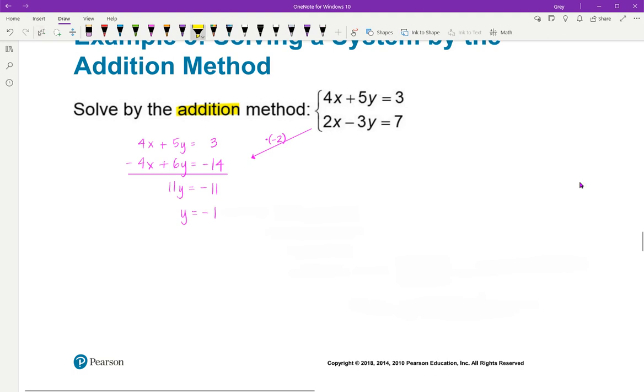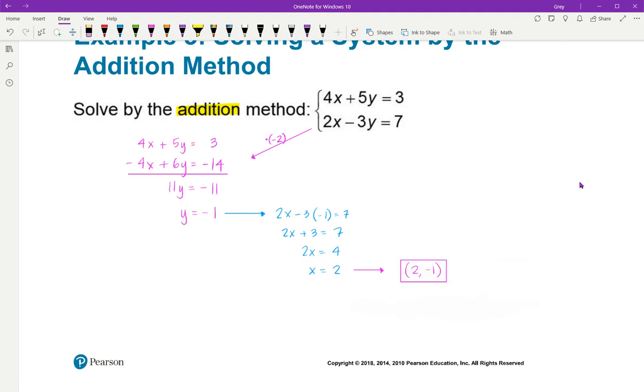I happen to choose the bottom one, so I'm going to plug in, and I'm going to put parentheses in for what I'm substituting instead of the variable. So I'm going to put a -1 in for y. And when I simplify that, 2x plus 3 equals 7, subtract your 3 and divide by 2, and x equals 2. Again, the answer is an ordered pair. So my answer is going to be 2, -1.